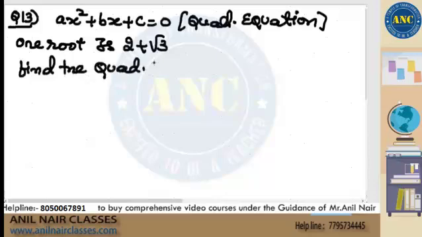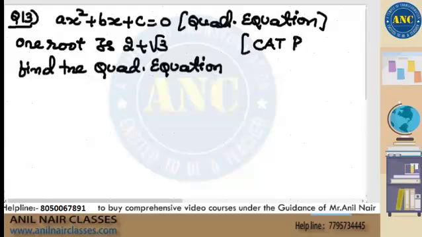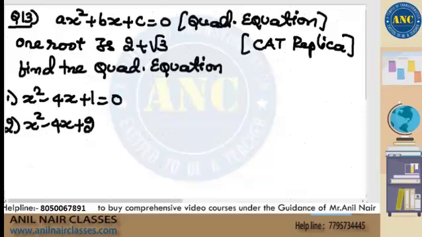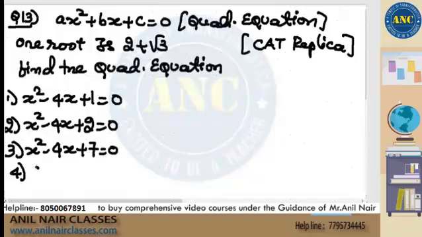Find the quadratic equation. Options I will give. A CAT replica question. We'll start with a conceptual question. First one, x square minus 4x plus 1 equivalent to 0. Second one, x square minus 4x plus 2 equivalent to 0. Third one, x square minus 4x plus 7 equivalent to 0. Fourth one, cannot be determined.